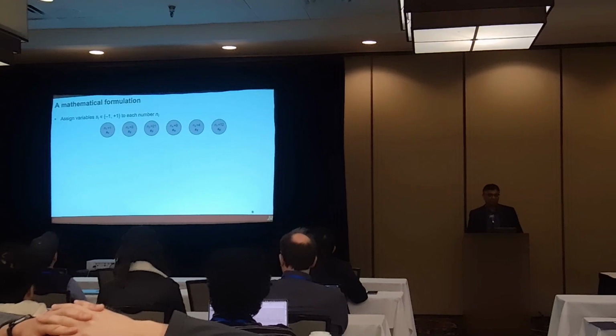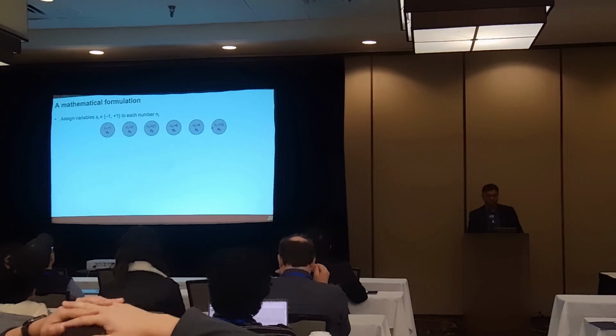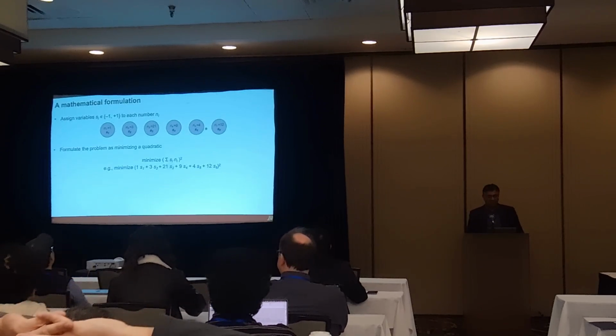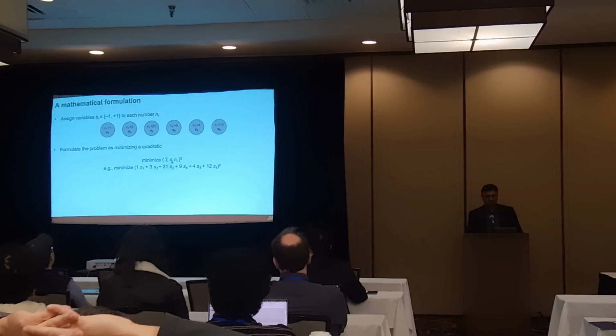ILP. So we assign variables over here, except instead of 0, 1, we'll assign them to be minus 1 and plus 1. And for each of these numbers that I have, the 6 numbers, I'm going to assign a variable called S_i. And the S_i can take a value of plus or minus 1. And I'm going to minimize this quadratic, which is (Σ S_i N_i) squared.